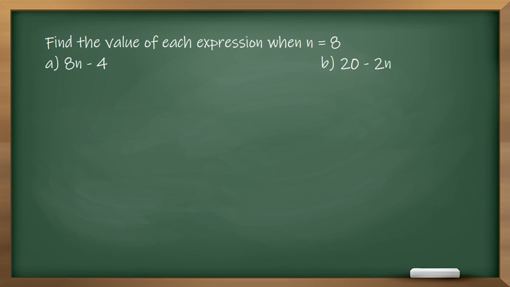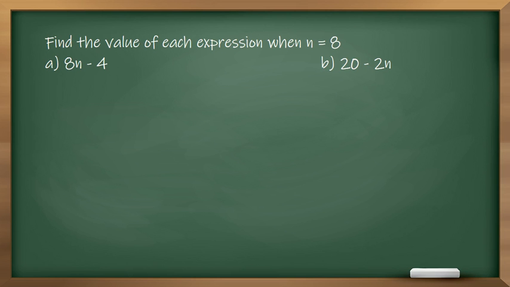We're going to practice that again. Now we're going to find the value of each expression when n equals 8. So we're using a different variable now and a different value for this variable. Remember, any variable can equal any value. It just sort of depends on the situation. And the situation we have is n equals 8. So for my first one in A, I have 8n minus 4. That means 8 multiplied by n, then take away 4.